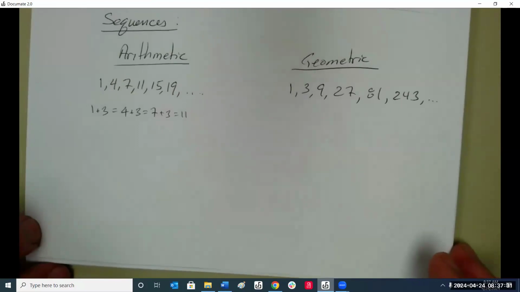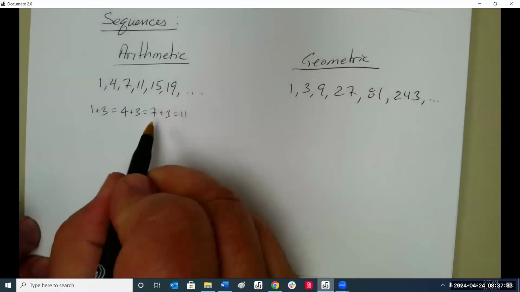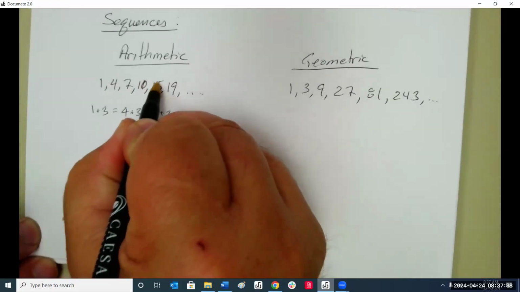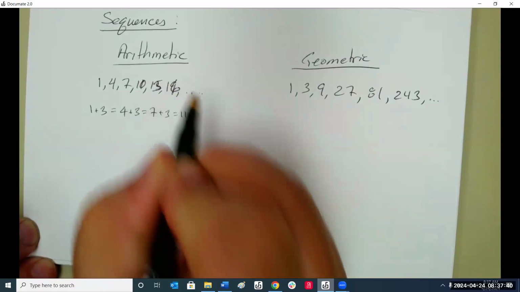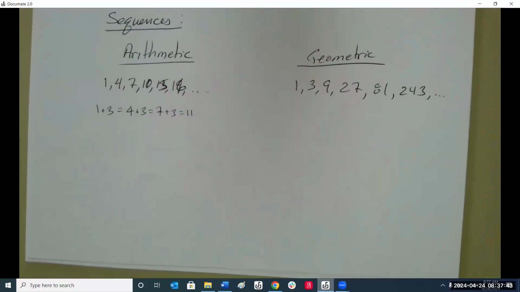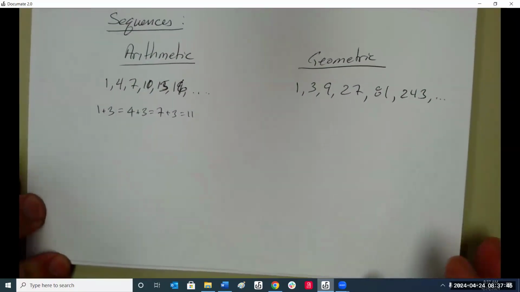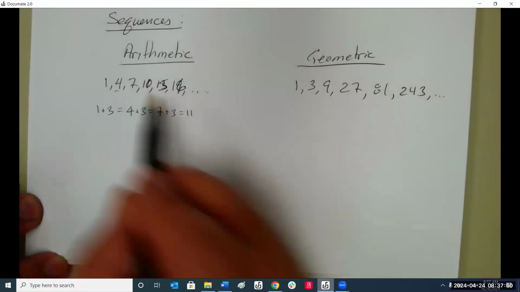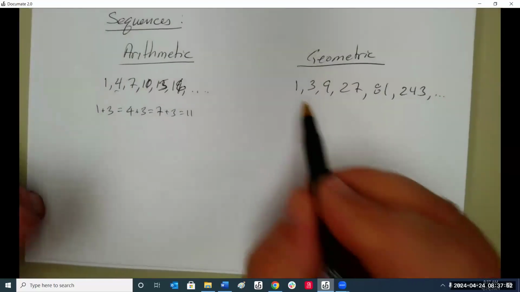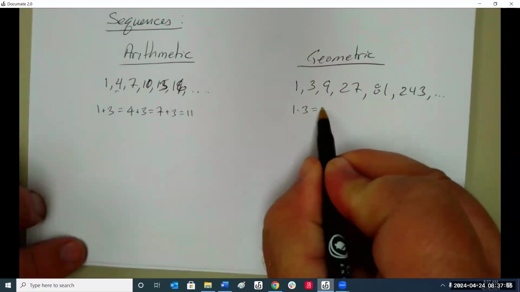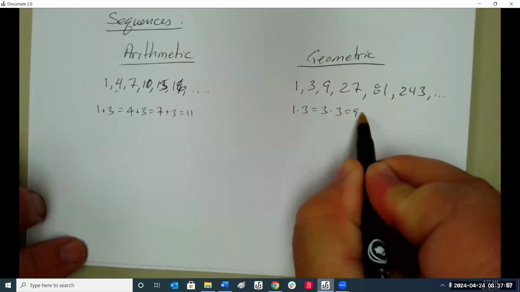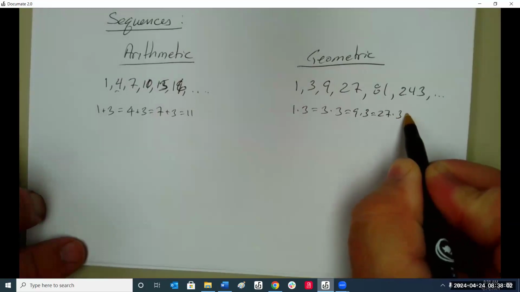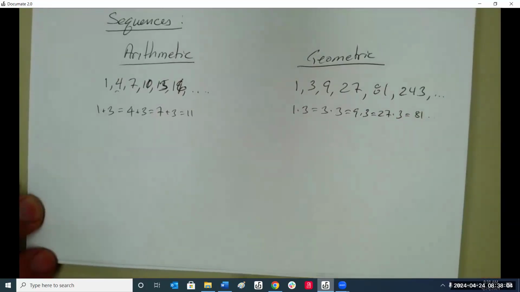So how did you get that sequence? You cheated. Yes, that's exactly what it'd be. I was looking at these numbers, but these should work. 1 times 3 is 3, times 3 is 9, times 3 is 27, times 3 is 81, and so on and so forth.